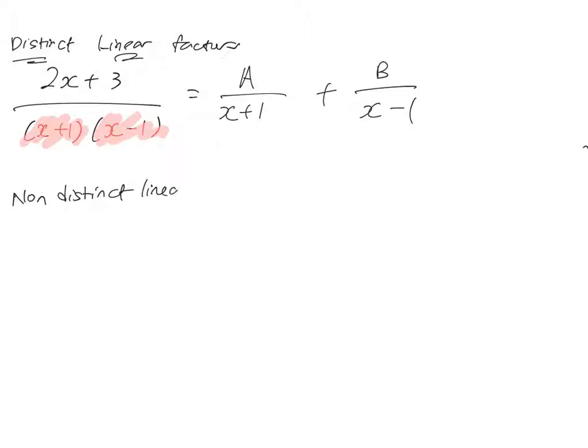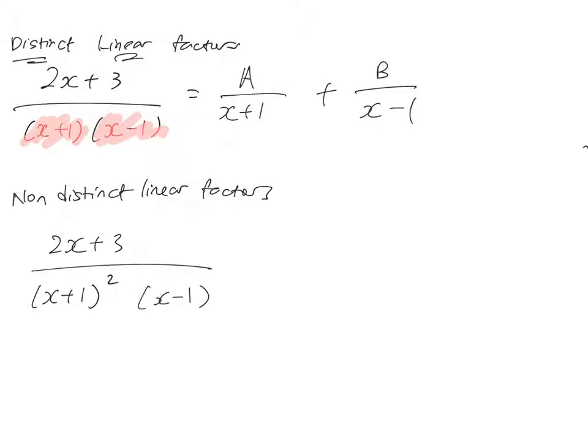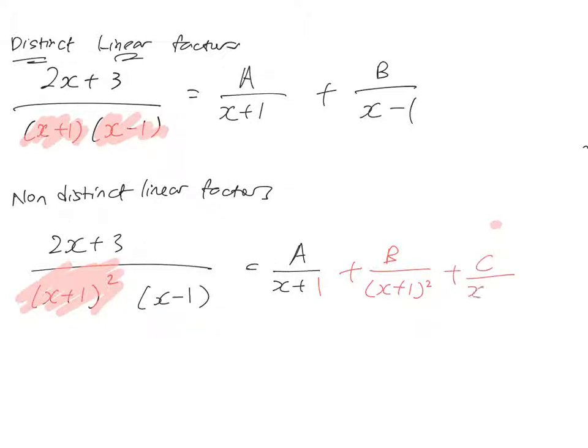A non-distinct linear factor example looks something like this: 2x + 3 over (x + 1) squared times (x − 1). One of them is (x + 1) squared, the other one is (x − 1). So we must repeat this part. We have A over (x + 1) plus B over (x + 1) squared plus C over (x − 1).